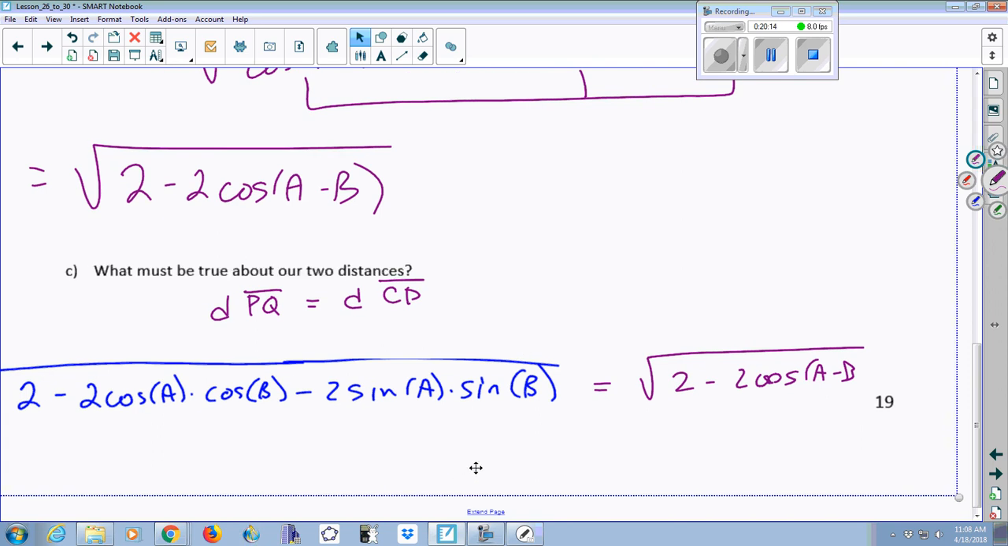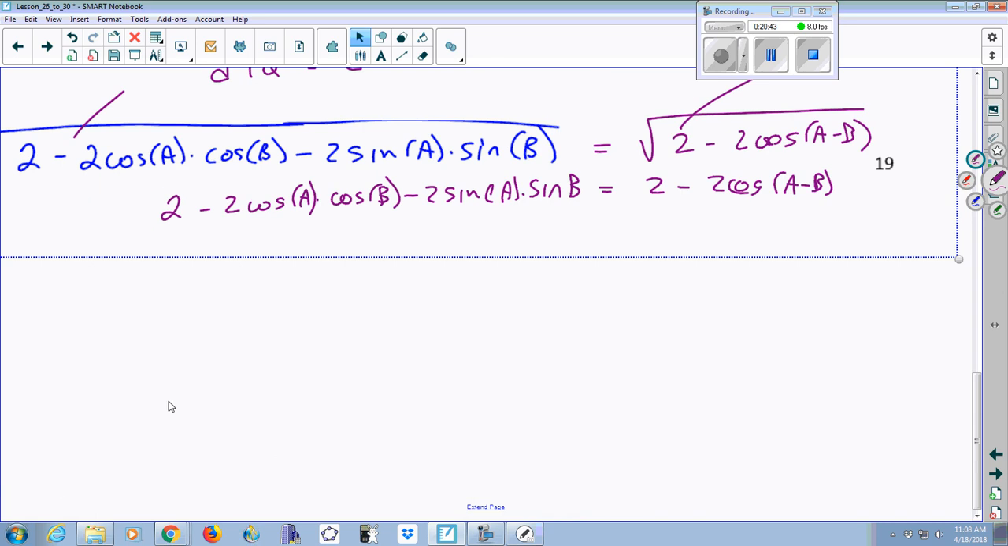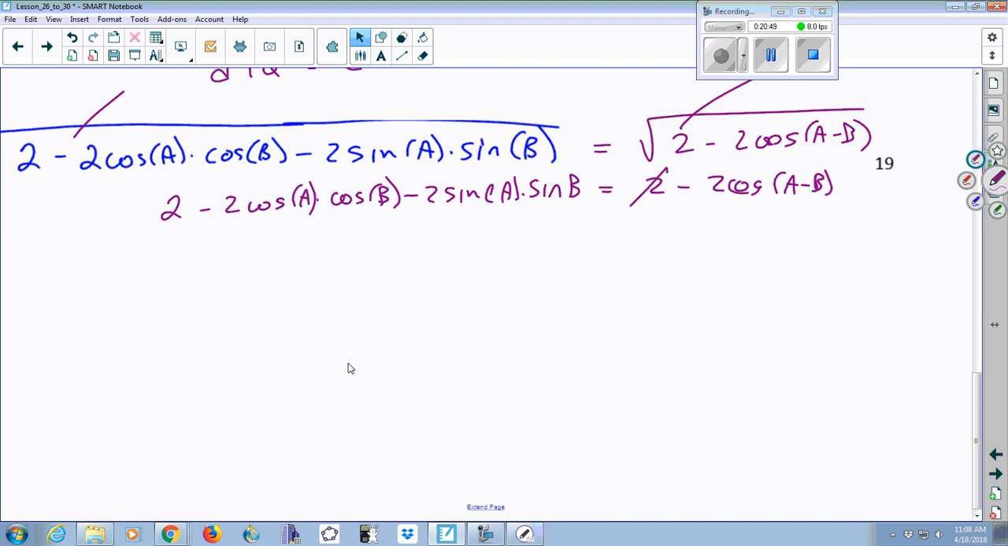All right, so how am I going to solve this equation? What do I got to get rid of? Square root. So I square both sides, and that undoes the square root. So I get 2 minus 2 cosine of A times cosine of B minus 2 sine A times sine B equals 2 minus 2 cosine A minus B. Almost there. So what do I do here? I can subtract 2 from both sides, and that gets rid of that 2. Yes? Everybody? All right.